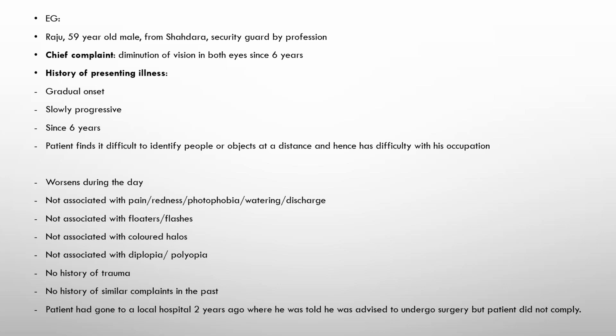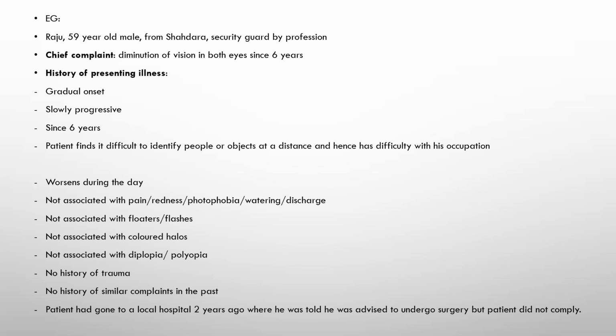Then on the history of presenting illness, he says that, okay, it's a gradual onset diminution of vision and it's slowly progressing and it's been present since 6 years. Now why is this making it so bad for him? Because he's a guard by profession, so he should be able to see clearly. Now he's having difficulty to identify people or objects at a distance, and hence he's not able to perform his job so well.